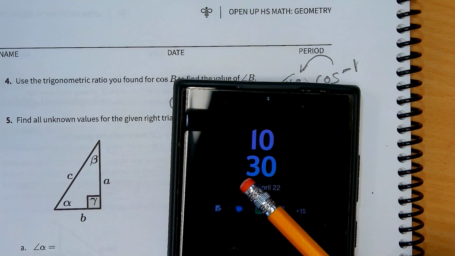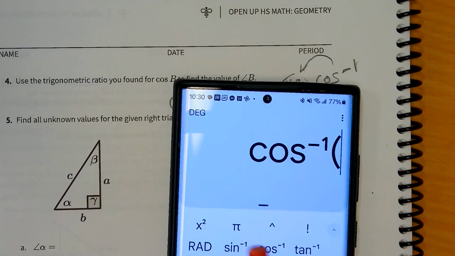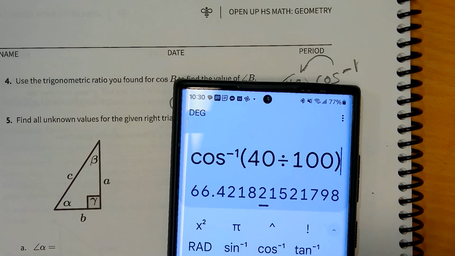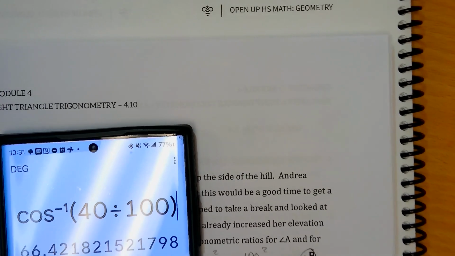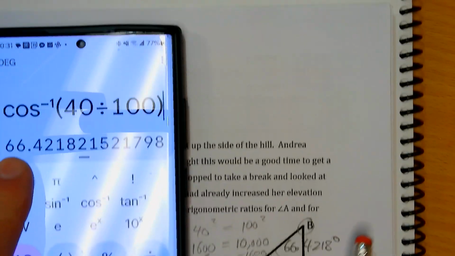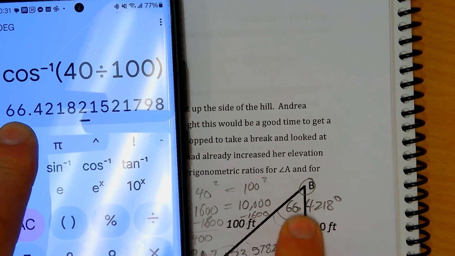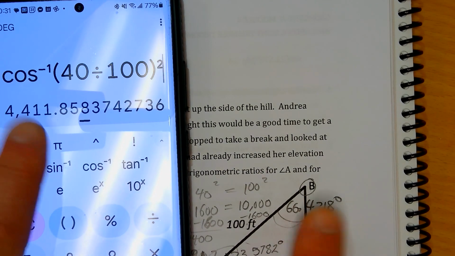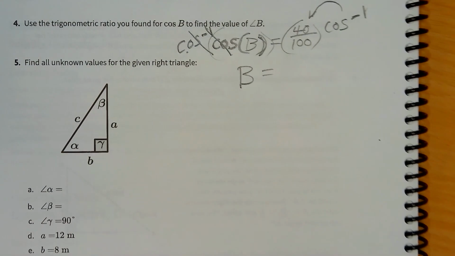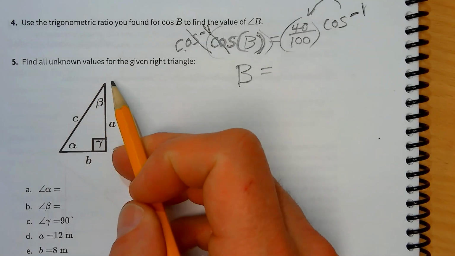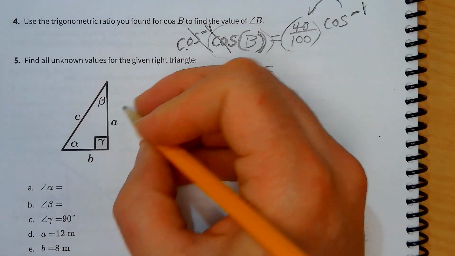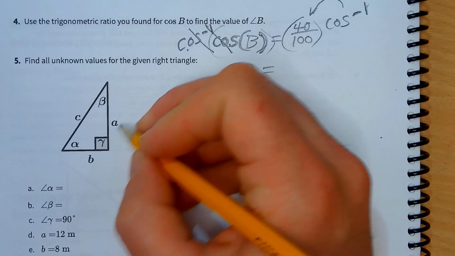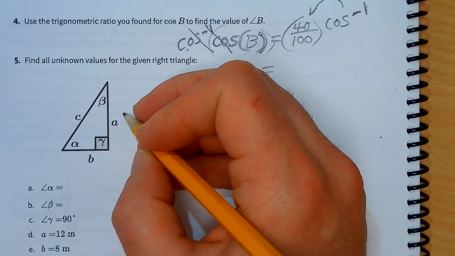Oops. Where was I? There it is. Dink. Oops. Whoa, what's going on? All right. Find all the unknown values for the given right triangles. This is not funny. Okay, this is funny.